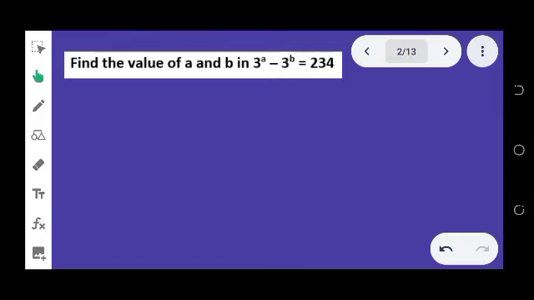So in order to solve this problem, notice that you have two exponential expressions to the base 3 that are being subtracted. That's 3 to the a and 3 to the b. Now, when we subtract 3 to the a minus 3 to the b, that results in 234. That means we have a positive number. That means 3 to the a is positive and 3 to the b is also positive. However, since after subtracting them we were able to get a positive answer, then we can assume that 3 to the b is smaller than 3 to the a.